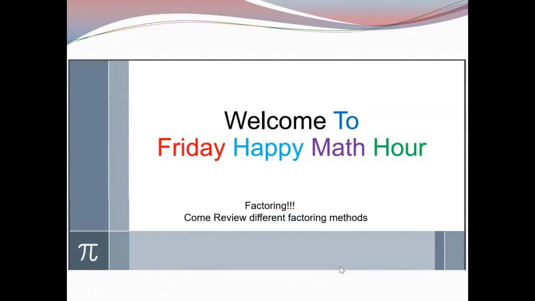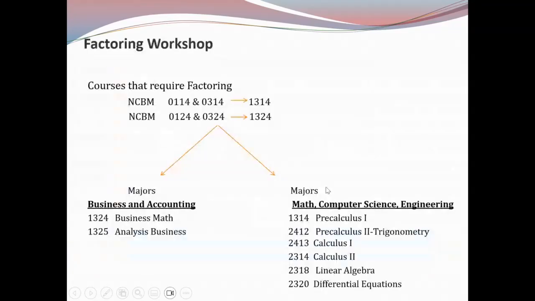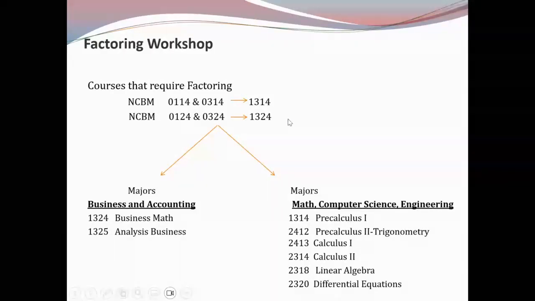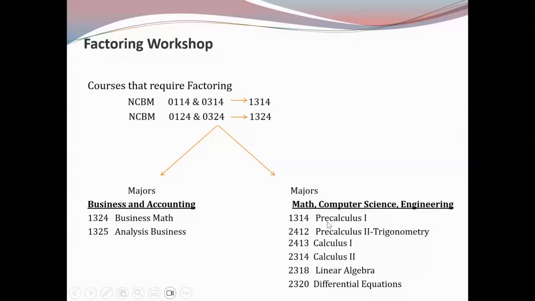Factoring is very important for many of the upcoming courses. For example, if you're taking the NCBN 0114 and 0314, it goes to 1314. So here on the right are the courses that you have to do factoring in. For example, pre-cal 1, pre-cal 2, calculus 1, 2, linear algebra, and differential equations. If you're going for business or accounting, then you're going to go this route, the 1324 and the 1325. And all these courses require factoring.